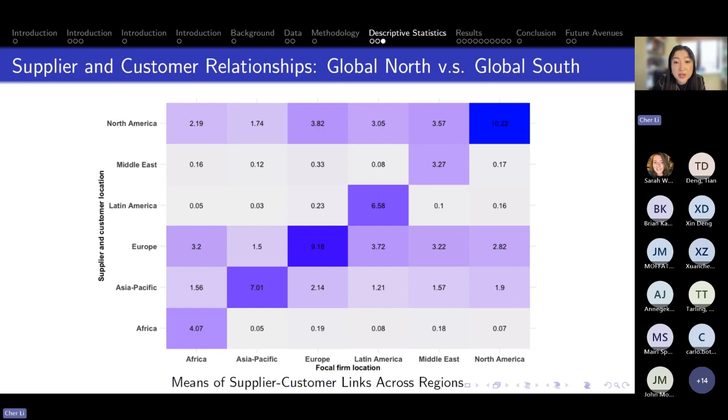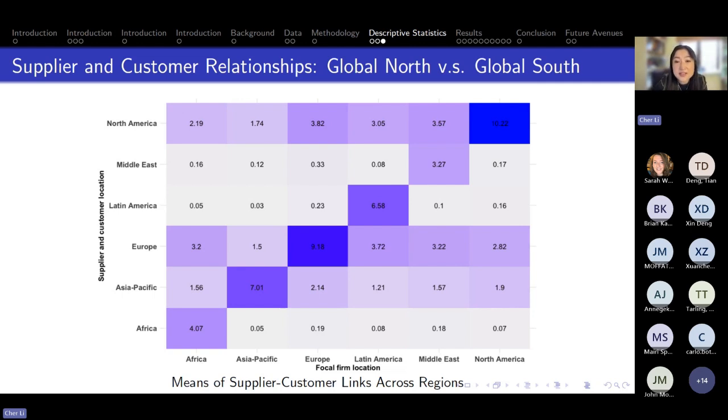Here we really want to plot the customer-supplier relationships across different regions in the world. As you can see in this heat map, it uses the means of supplier-customer links in each region that we are looking at, in those 6 regions. In the vertical dimension, we're looking at the suppliers' and customers' location, and across the horizontal dimension is the focal firm's location. The diagonal line shows the connections within individual regions, which obviously will be the strongest, as you would imagine.